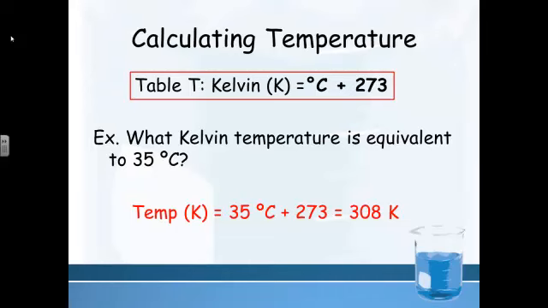You need to be able to calculate temperature in either Kelvin or Celsius based on what you're given in the problem. Table T gives us the formula for solving for Kelvin, Celsius plus 273. So in this example, what Kelvin temperature is equivalent to 35 degrees Celsius? You simply take your Celsius temperature, 35 plus 273, and get 308. Now, if I'm solving for Celsius, I'd need to subtract 273 from both sides, and I'd get Celsius equals Kelvin minus 273.